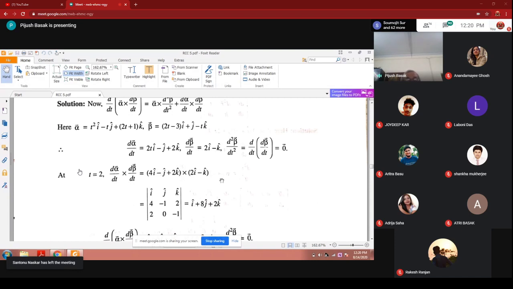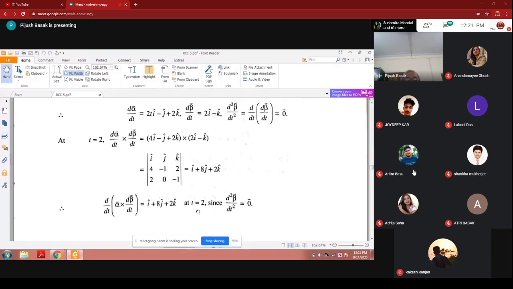The cross product of 4i minus j plus 2k with 2i minus k. So what should I write? There is a way of writing; if anybody has forgotten it, you should revise this. i j k, then I will write 4, minus 1, 2. Then the second vector is 2i, so 2, there is no j so 0, and this is minus 1. And this thing as a vector is i plus 8j plus 2k.